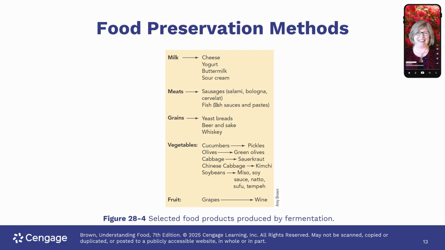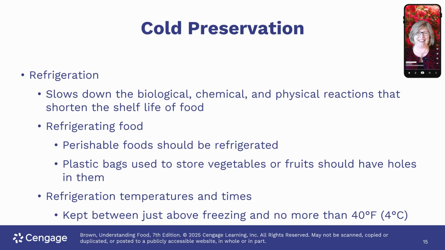Vegetables can be preserved: pickles, green olives, sauerkraut, kimchi. Soybeans can be preserved as miso, soy sauce, natto, sufu, and tempeh. And grapes are preserved by making wine through fermentation. Cold preservation, we have refrigeration and freezing. So let's talk about refrigeration first.